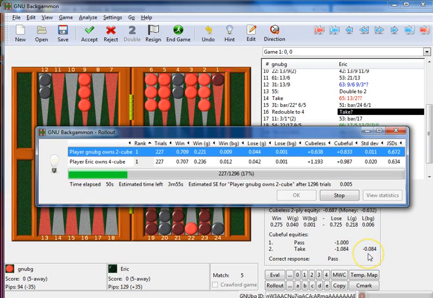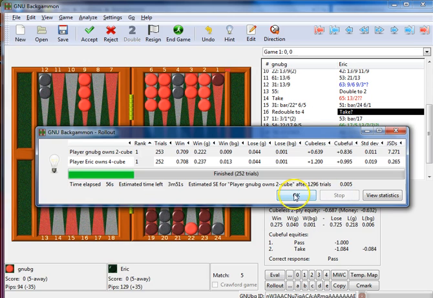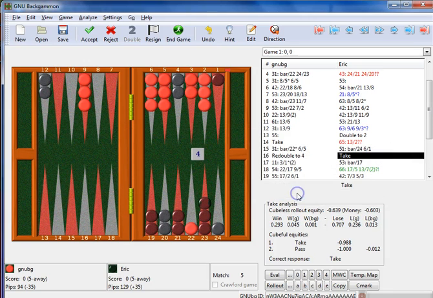This particular move was my take mistake, and it was a minus 0.084 error. After doing this much rollout, if I click stop, it did 252 trials. And actually, my error got to be quite a bit less. Now it's only a 0.012 error, and it's no longer marked as a mistake. So again, there can be a fair amount of difference there if you do the rollout, compared to the Supremo setting for the analysis.